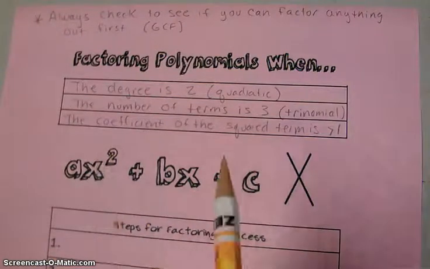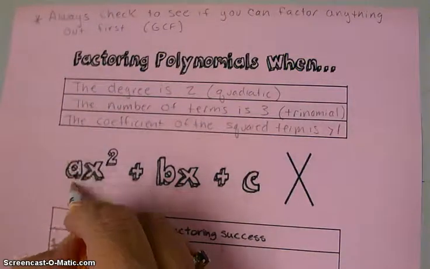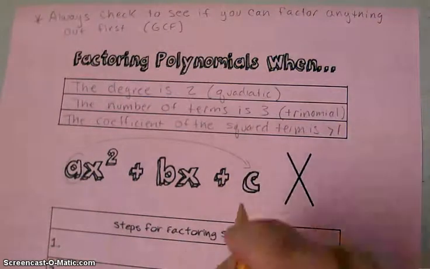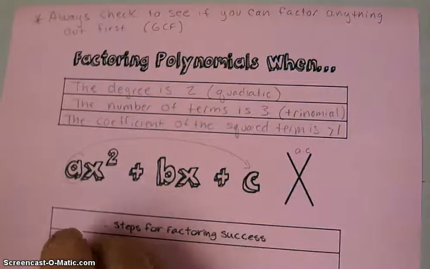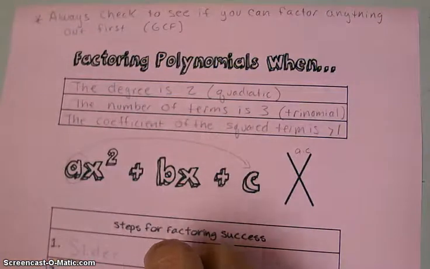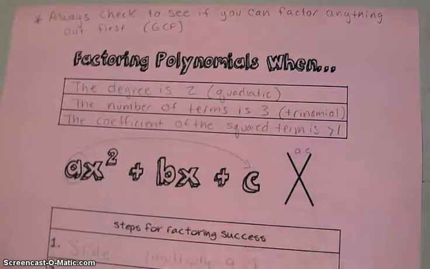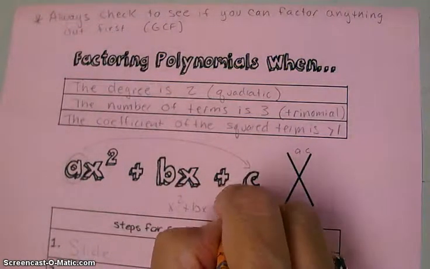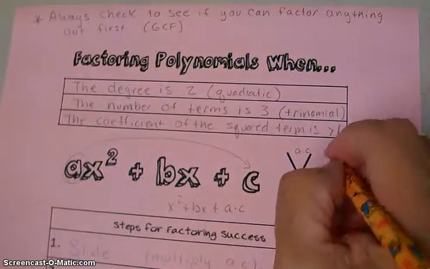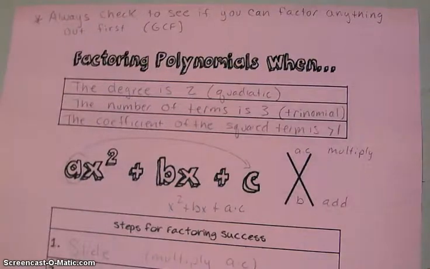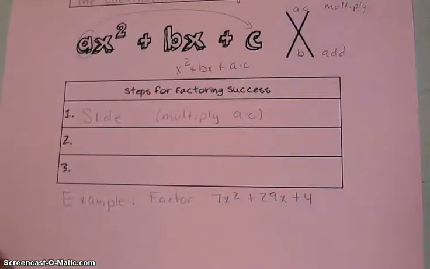So the first thing we're going to do is take this A term here and slide it down here, and we're going to multiply A times C and put that here. So our first step is we're going to slide. This is our little slide thing here, and we're going to basically just multiply A times C. Then we'll rewrite this as x squared plus bx plus a times c, and we're going to put b here. Remember, this is where we multiply, and this is where we're going to add.